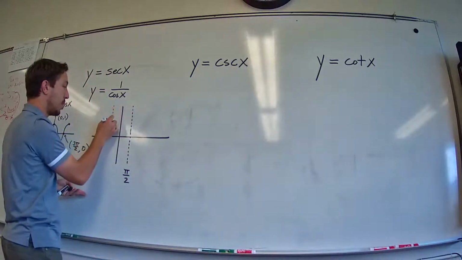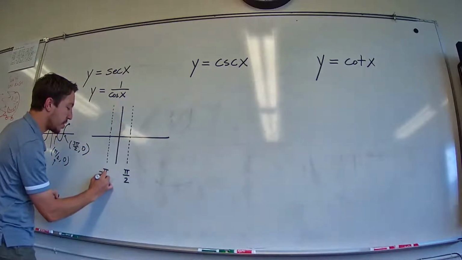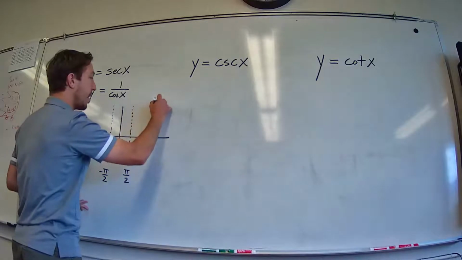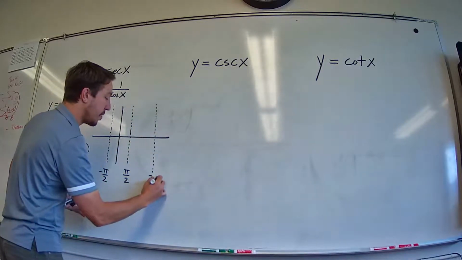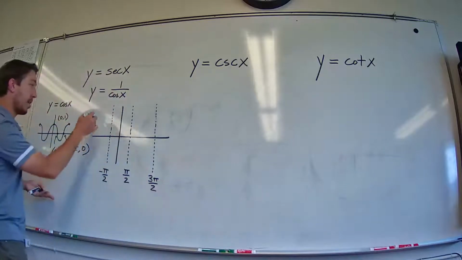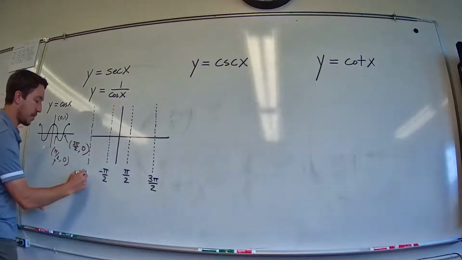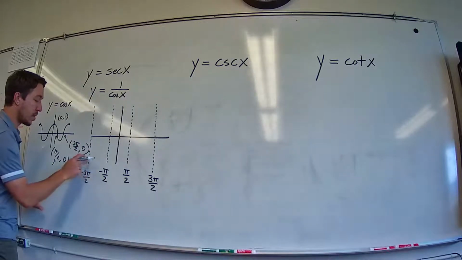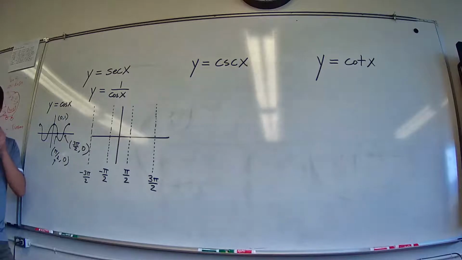Do we understand that there would then, by the same exact logic, be one at negative pi/2? And 3pi/2? I have barely enough room. Negative 3pi/2. Feel okay about that?